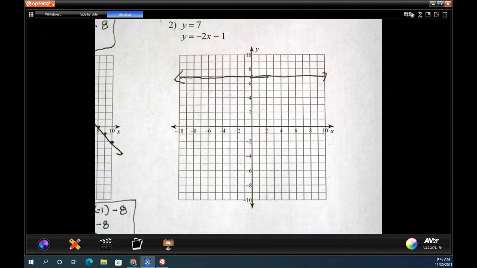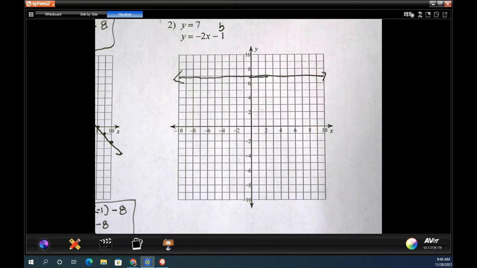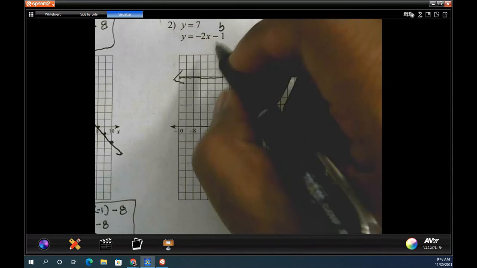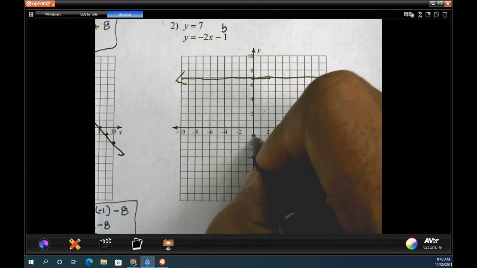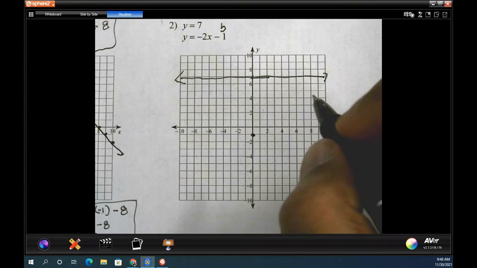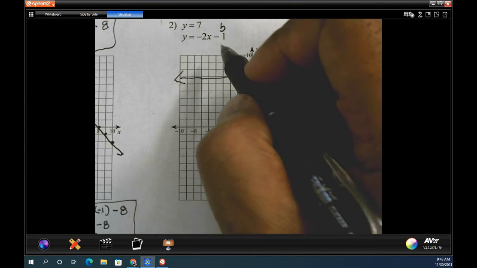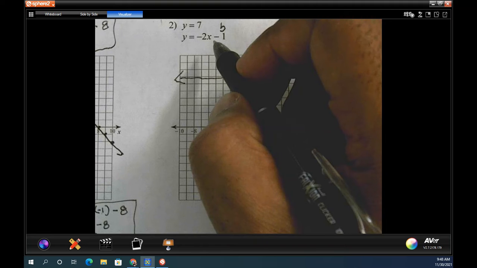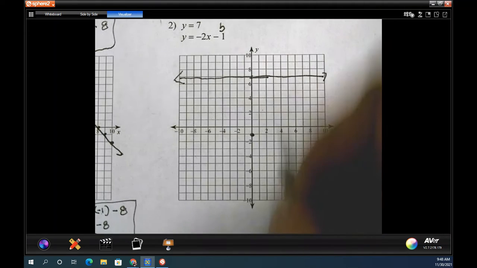Now, here's the deal. What's the first point we're going to plot here? Say it correctly. 0, -1. There it is. What's the slope? Nobody sees it? Okay, I'm just going to go on since y'all are going to sit there.